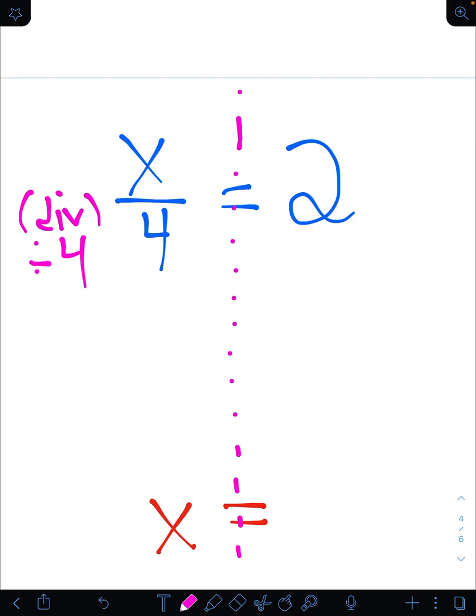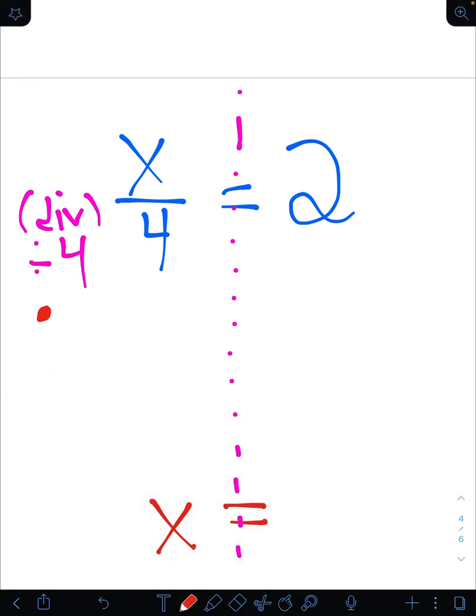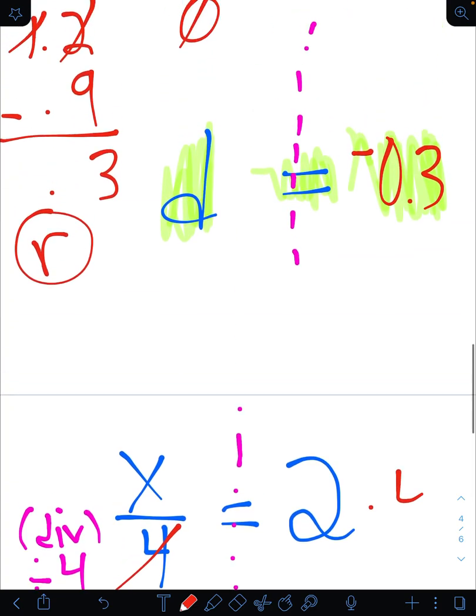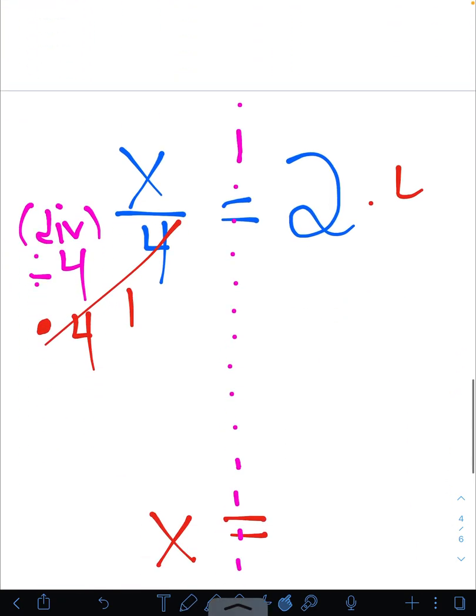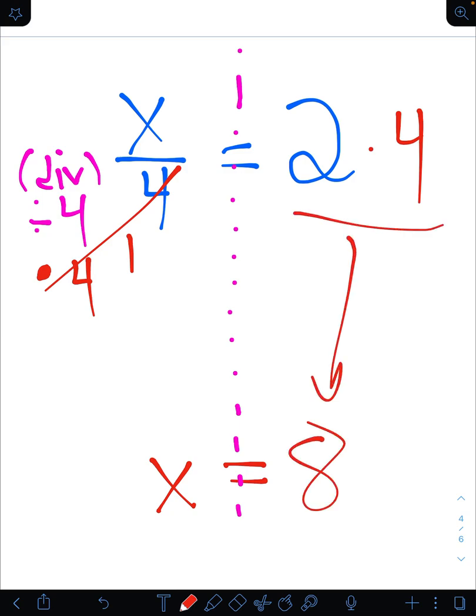Well, what's the opposite of dividing by 4? The opposite of dividing by 4 is timesing by 4. So you times that by 4, that cancels out to a 1. You times this by 4. Oops, sorry. And you just get an X, and 2 times 4 is 8. X is 8.